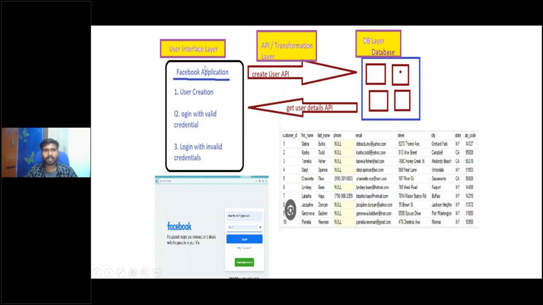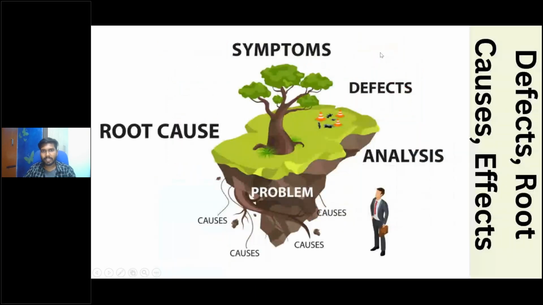Whatever application we see in the web browser, we call it the user interface layer. Yesterday we discussed the transformation layer, which is the APIs, and the next is the database layer. In this example, the tree is the UI. Whatever is under the soil is like the database, and the roots are the connection between the database and the tree.